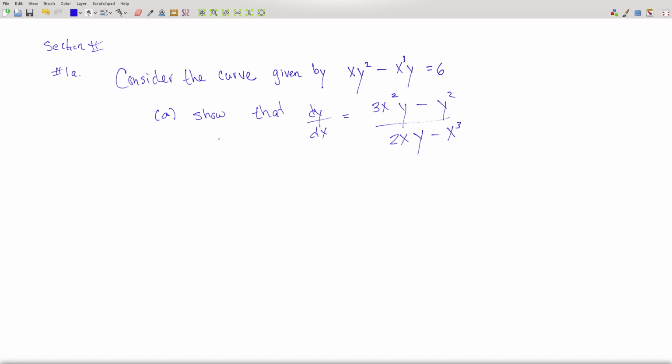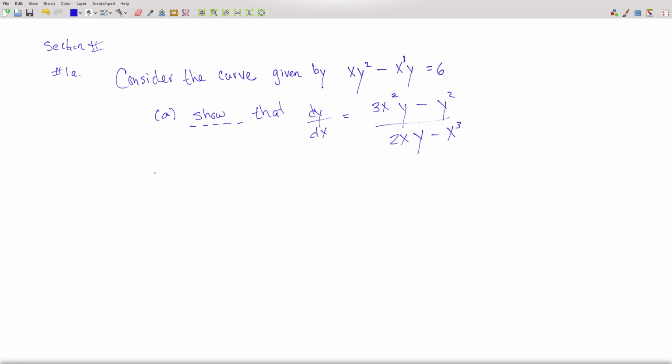So first of all, look at what this problem is asking us to do. It's asking us to show that something is true. This is great because it means that they're actually giving us the answer. We need only supply the work that gets us there, and we will be able to know whether or not we are doing it right if we can actually come up with what they're asking us to show that it is. So let's try doing this using implicit differentiation.